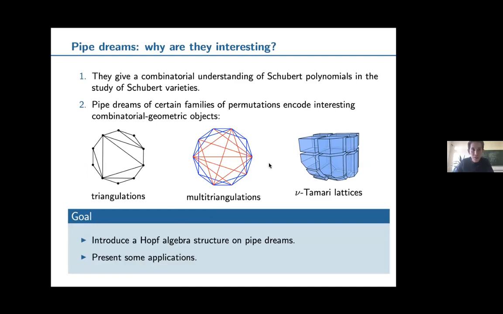Okay. Now, why are these objects interesting? Perhaps the most important reason is that they give a combinatorial understanding of Schubert polynomials in the study of Schubert varieties. And for me, at least, they also are interesting because they encode many families of interesting combinatorial geometric objects, such as triangulations, multi-triangulations, Tamari lattices, and more. Okay. And my goal for this talk is to introduce first a Hopf algebra structure on these objects, on pipe dreams, and then we will present some applications.